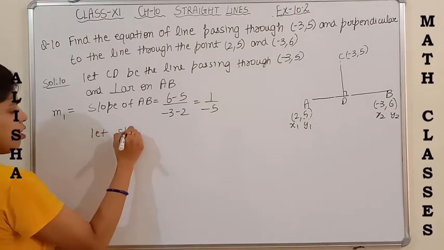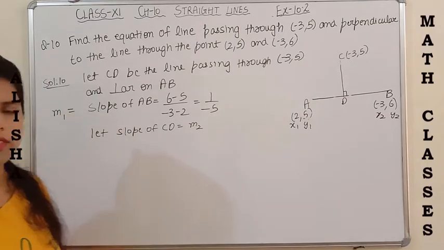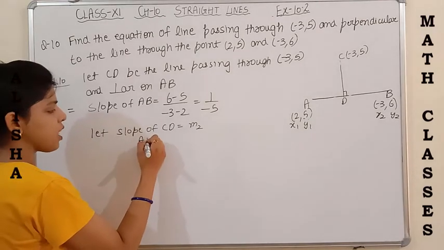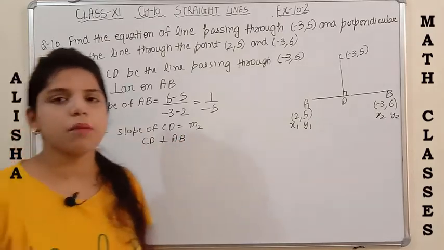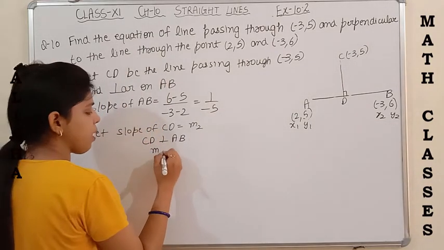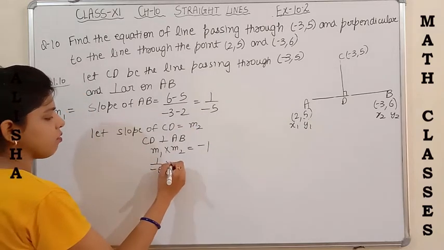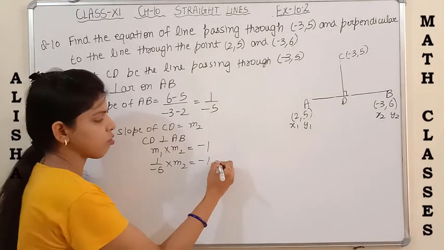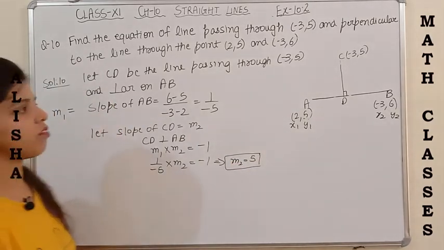Let the slope of CD be equal to M2. We don't know the slope of CD, so we have assumed here that M2 is the slope of CD. Now as CD is perpendicular to AB, we have learned that when two lines are perpendicular, the product of their slopes is equal to minus 1. So M1 multiplied by M2 is equal to minus 1. But here M1 is equal to 1 by minus 5. So when this minus 5 is shifted to the other side, minus 5 into minus 1 becomes 5. So the slope is equal to 5. So we have found the slope of this line CD.